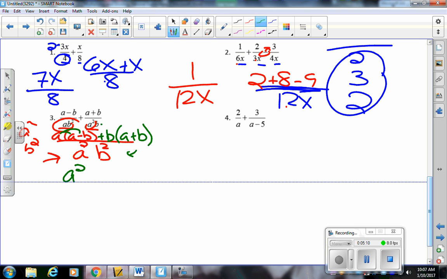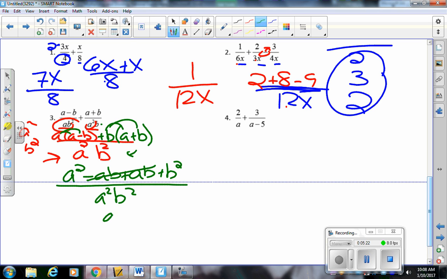So I have a squared minus ab. Over here I can distribute, giving me ab plus b squared. And then simplify. What can I do here? The negative ab and positive ab cancel, so here's what I'm left with. Now, can you factor that? Because at the end you have to say, okay, can I factor and cancel? No, I can't factor because it's a sum of perfect squares, which is not factorable. I can only do it for differences. So that is done.